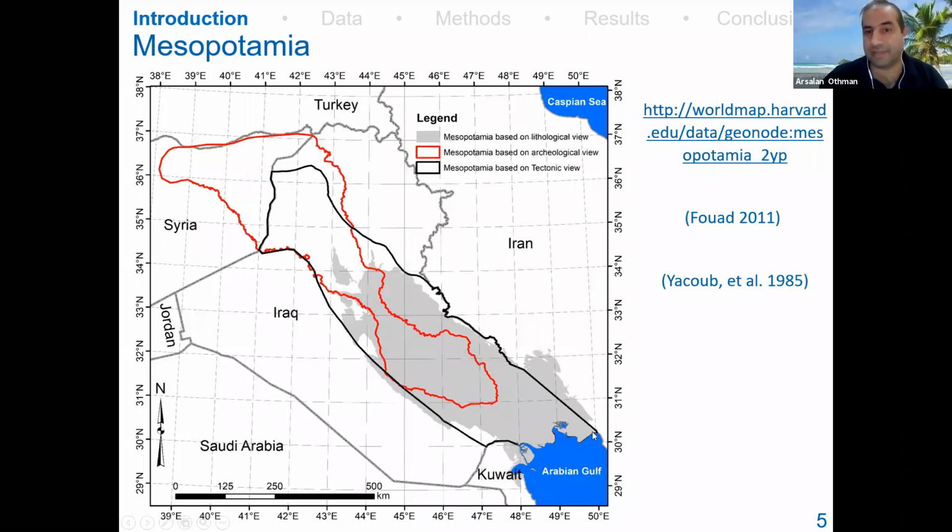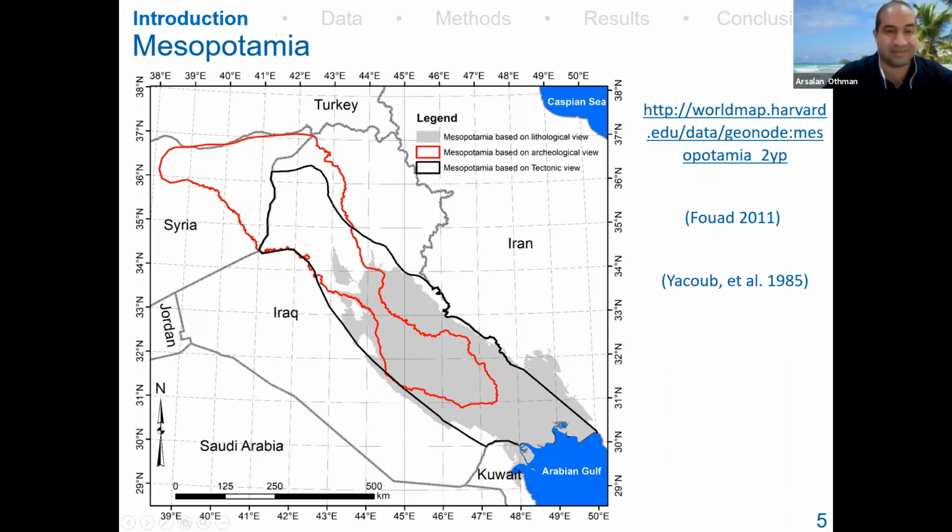For the lithologists, by Mesopotamia they mean this gray shell file, which reaches 55 meters, has a length of about 625 kilometers, and a width of about 225 kilometers. But all agree that the Mesopotamia is located in the south of Iraq. All agree that the Mesopotamia has a northwest-southeast direction.